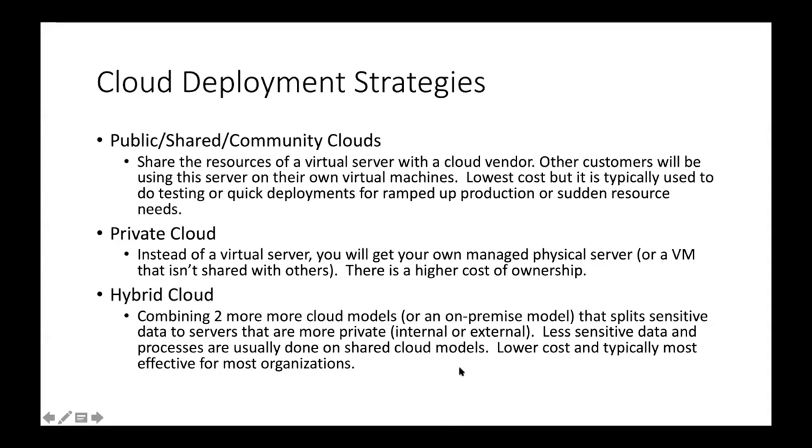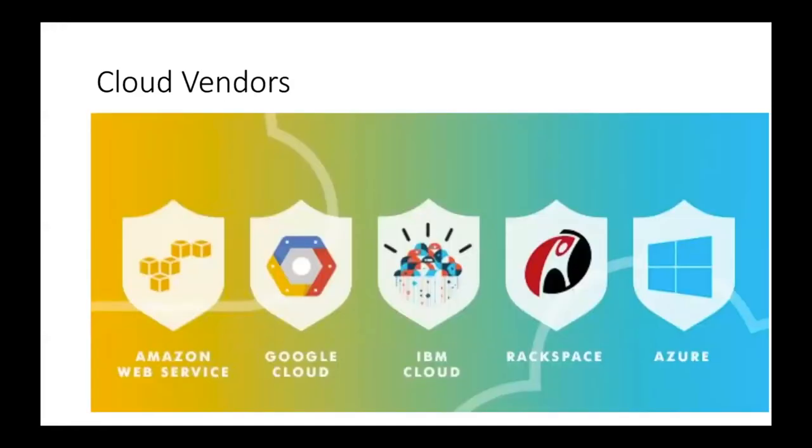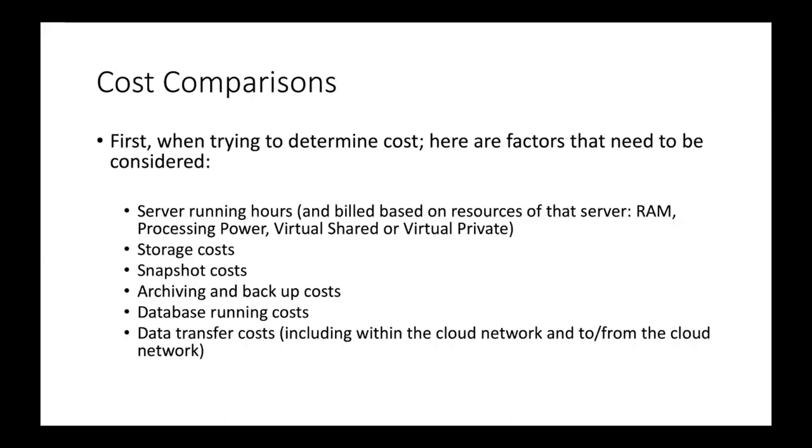Most organizations will do the hybrid cloud model because it's the most cost effective. There are a lot of different cloud vendors out there. We're going to talk today, or I'll show you Google Cloud mostly today, but keep in mind there's also Amazon Web Services, IBM Cloud, Rackspace, and Azure. All very similar offerings, all very similar dashboards. The differences are usually cost or some of the extra feature sets. And I'll talk to that with Google Cloud today.